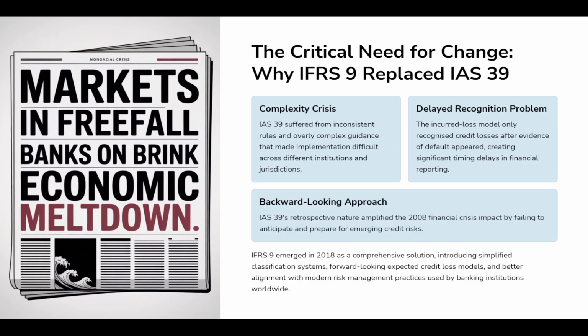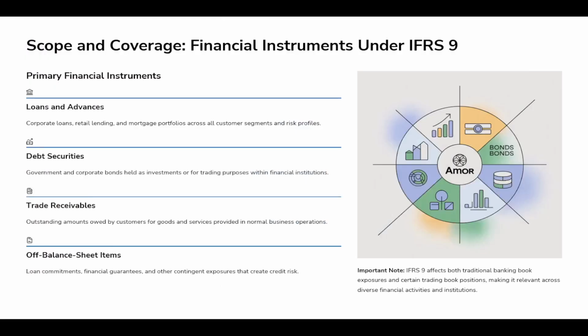To address these weaknesses, IFRS 9 was introduced in 2018. It replaced IAS 39 with a more forward-looking framework that requires banks and financial institutions to recognize credit risk from day one. Now let's look at the scope.